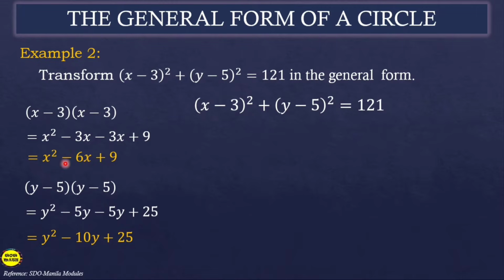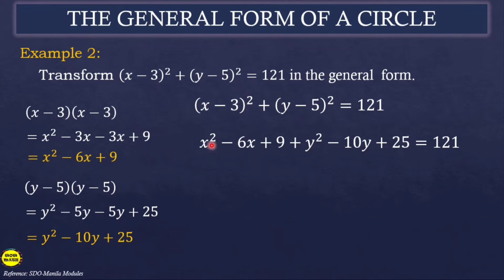Okay? So, x squared minus 6x plus 9. Dito naman sa y minus 5 squared, yung expanded form niya ay y squared minus 10y plus 25. So, copy lang natin. So, x squared minus 6x plus 9 plus y squared minus 10y plus 25 is equal to 121. So, sundan lang natin kanina yung ginawa natin, yung arrangement.